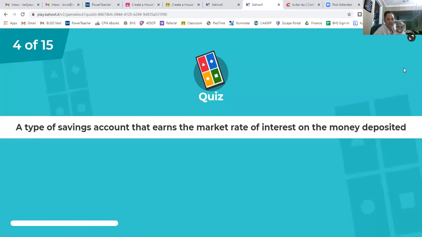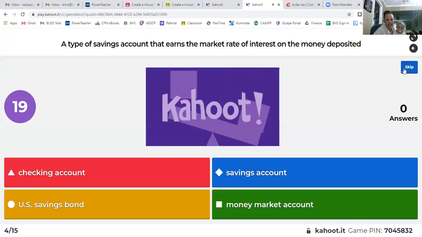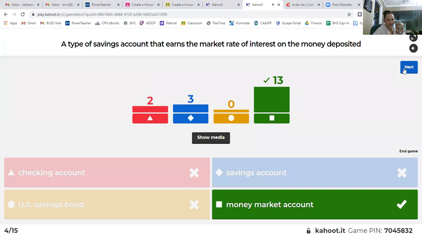Number 4, a type of savings account that earns a market rate of interest on the money deposited. A checking account, a saving account, a U.S. savings bond, or a money market account? So that, as I previously stated, is what we call a money market account.